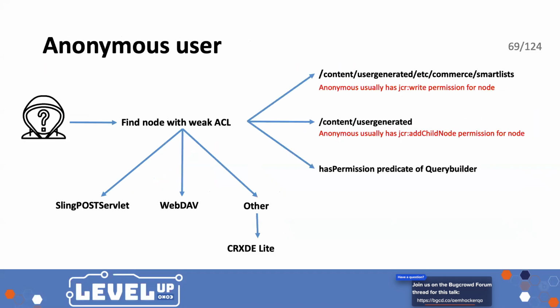With anonymous user access, you similarly can try to find nodes in JCR for which you can add child nodes or have jcr:write permission. Usually, anonymous user has jcr:addChildNodes permission for the content user-generated node, and jcr:write permission for the content user-generated node at the commerce smartling node.